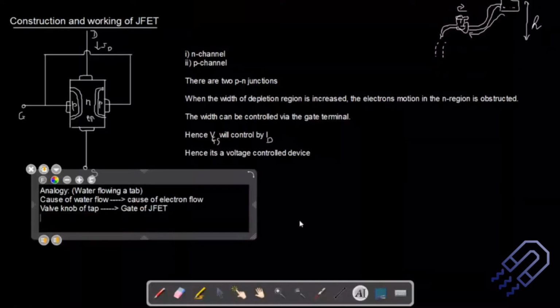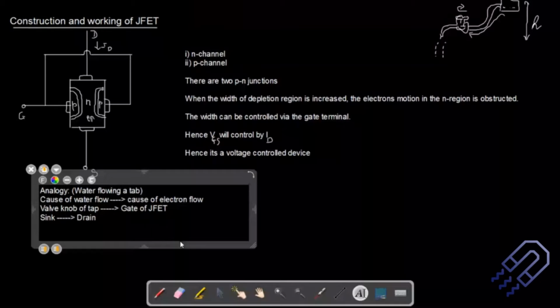That can be actually a good analogy. Okay, next we have got the sink in tap water. Okay, you mean tap water, but in general we have it here as the drain. So we basically have got the drain. Okay, so we've got the sink and we have got the drain. So drain is in JFET and sink is in the tap that we're talking about. Okay, and then finally we have got the tap. Okay, and here we are basically going to call it as the source.